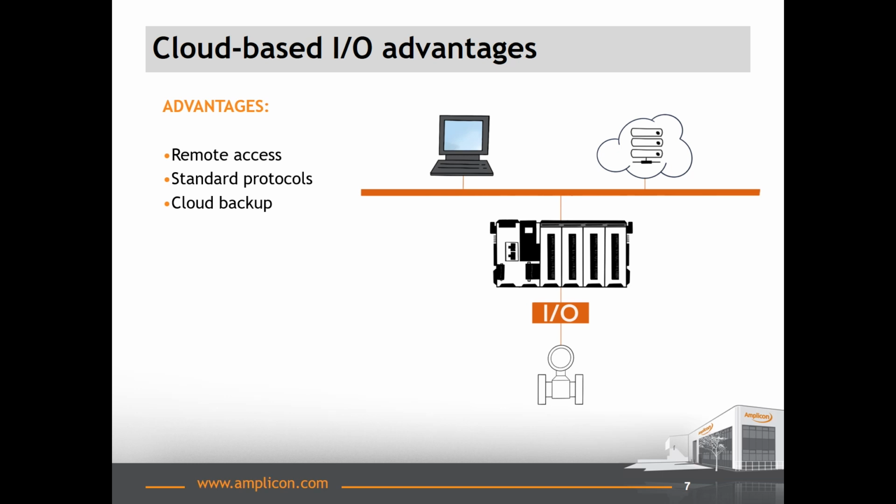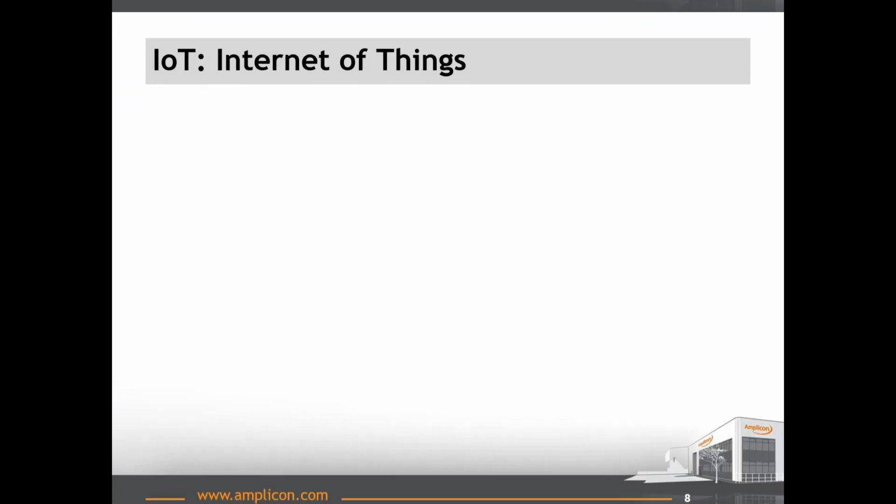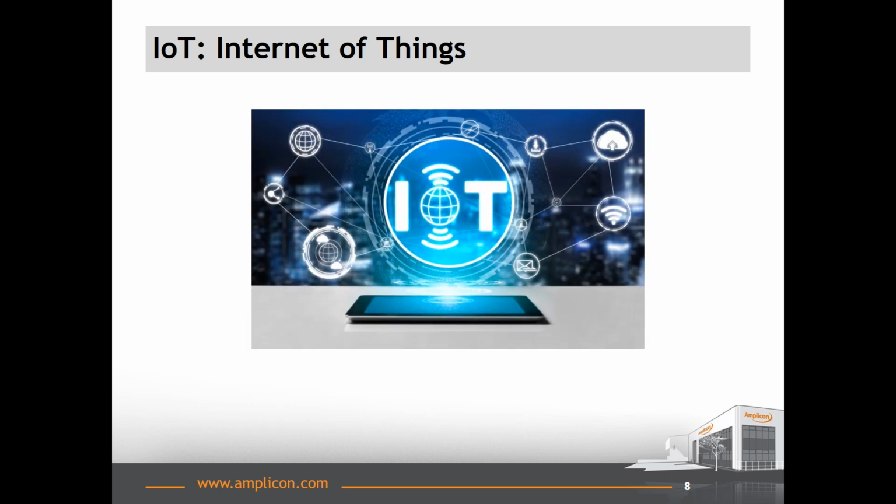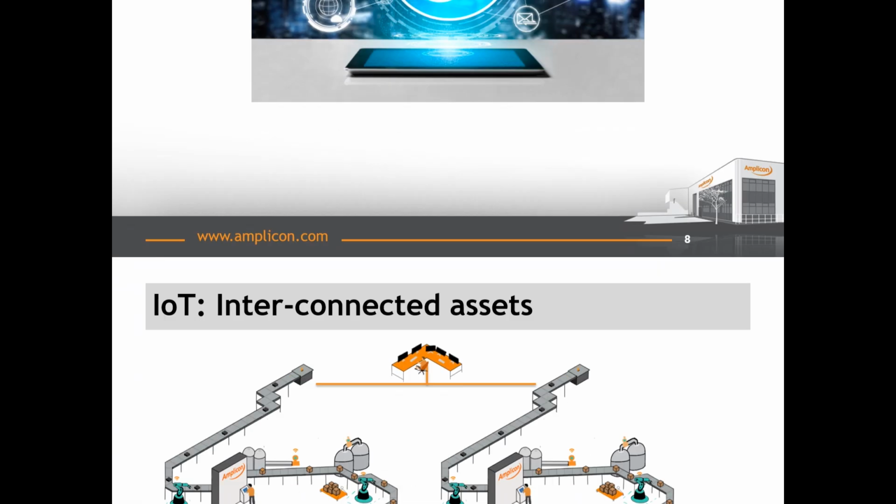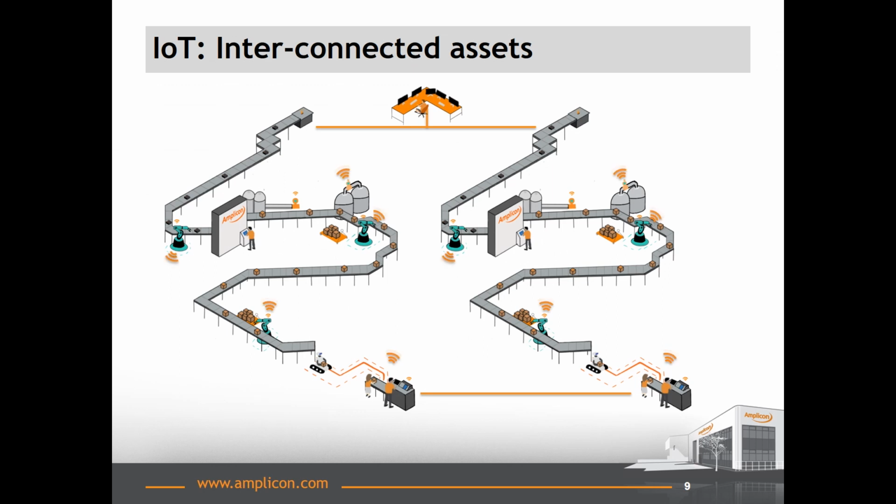Now coming on to a bit of a different but related topic, the Internet of Things, or IoT. A cloud-based SCADA system can be taken as a perfect example of the Internet of Things. One of the main goals of IoT is to have everything connected so that you can see and control your assets no matter where you are in the world.